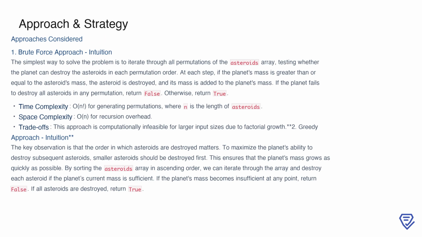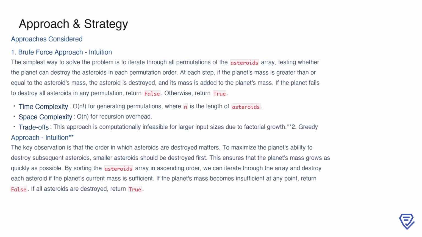To solve the problem of destroying asteroids, let's first consider the brute force approach. The idea here is to evaluate all possible orders in which the asteroids can be destroyed. For each permutation of the asteroids, we check if the planet's current mass is sufficient to destroy each asteroid in that order. If the planet's mass is greater than or equal to the asteroid's mass, the asteroid is destroyed, and its mass gets added to the planet's mass. If any permutation allows the planet to destroy all asteroids, we return true, otherwise, we return false.